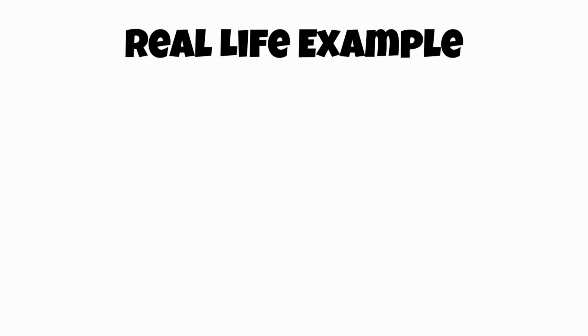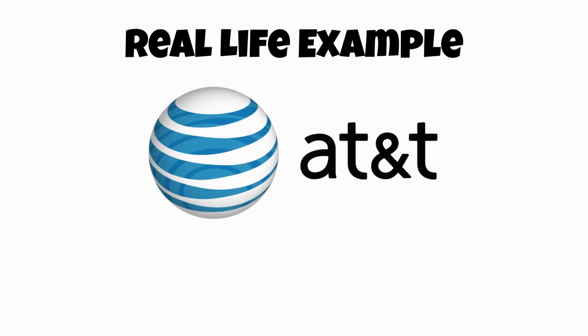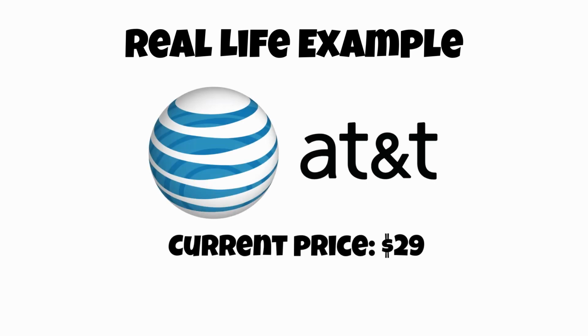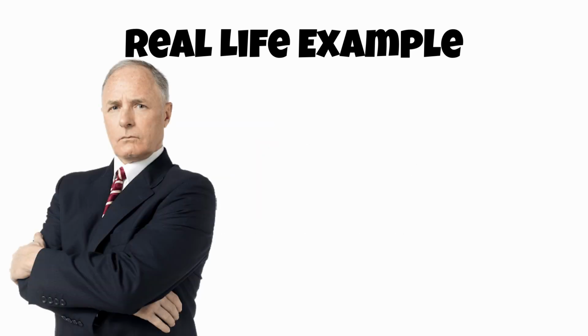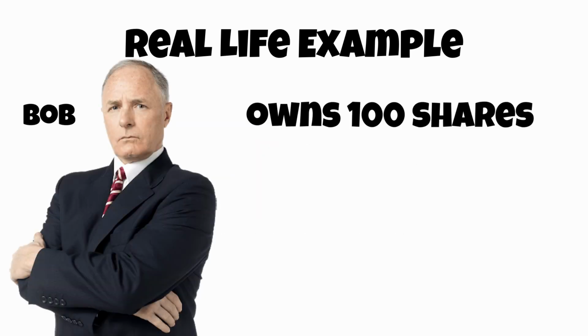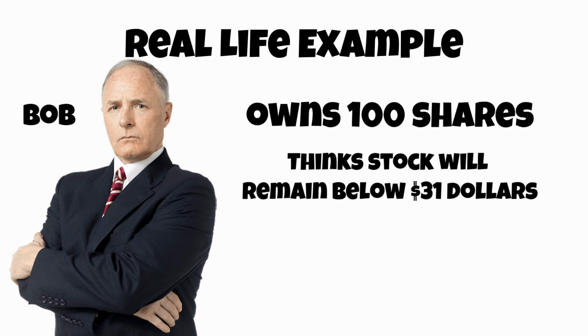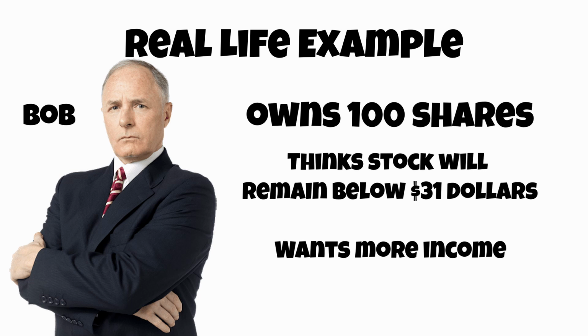To explain in simpler terms, let's use an example using AT&T stock, which is currently trading at $29 at the time of recording, January 18th, 2021. Let's say this investor named Bob owns 100 shares of AT&T stock. Bob thinks that AT&T won't rise above $31 by the time of January 29th and wants to generate more income.